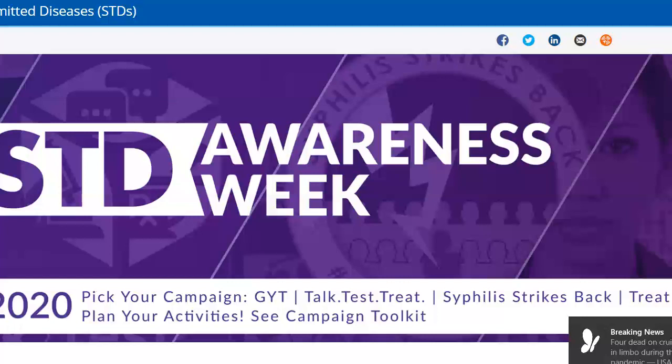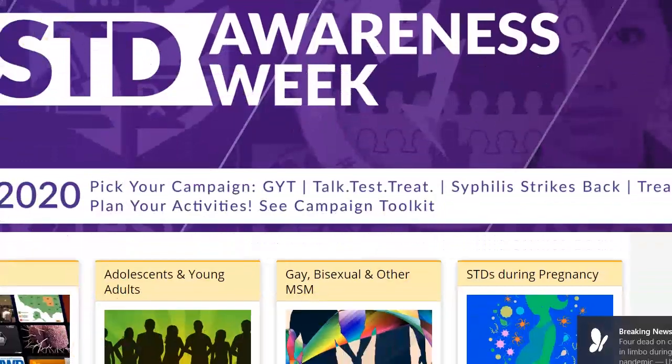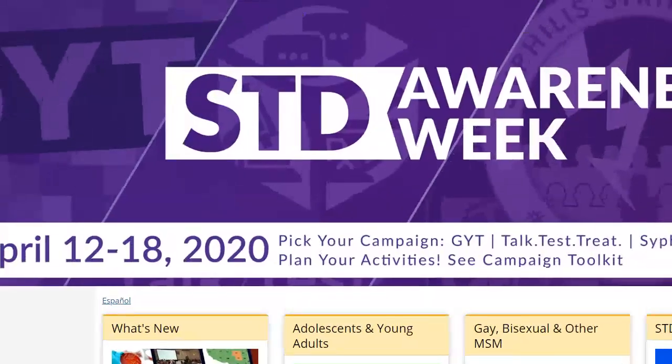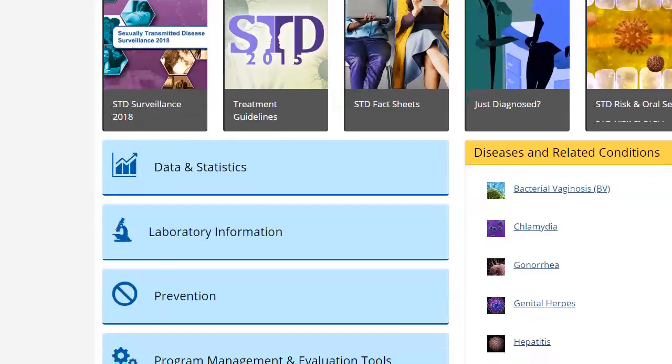Students, what I have up here is the CDC website for STDs, okay, and you can see it's a very simple web address, cdc.gov/std/. And it's quite a coincidence that as we talk about this, it looks like it's STD Awareness Week, April 12th to April 18th of 2020. And this is a really good website to give you further information. It can talk a lot about the diseases itself.